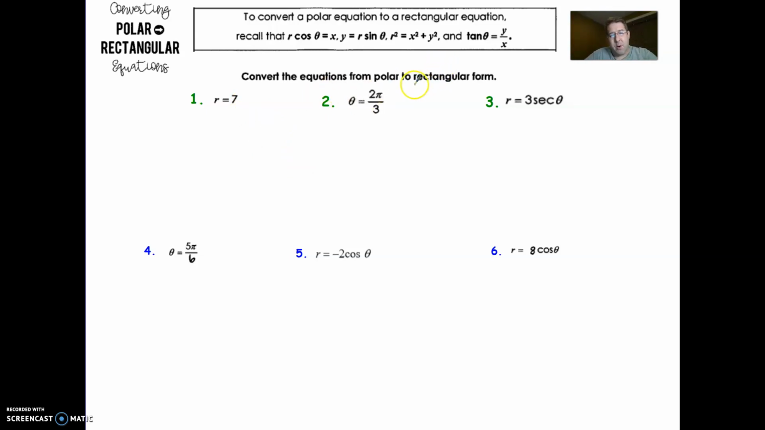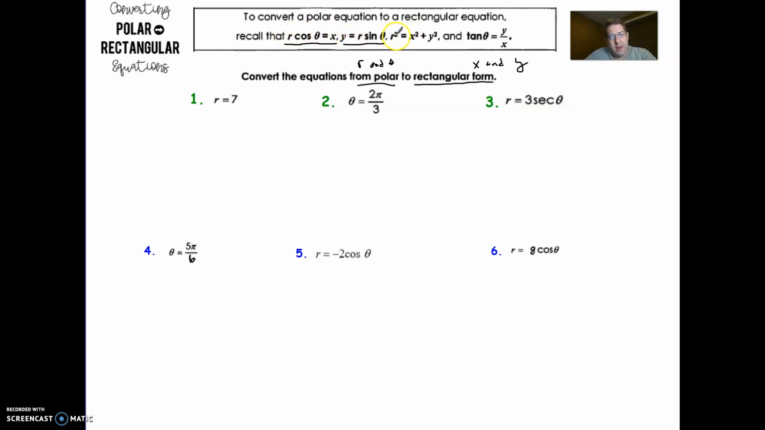So changing these equations into standard rectangular form. So remember, rectangular form is a form that represents x and y, whereas polar is representing r and theta. So remember these things right here. This we just talked about. R times cosine of theta is equal to x, and y is r times sine of theta. I know it flipped it around, but just think of this as x equals r times cosine of theta.